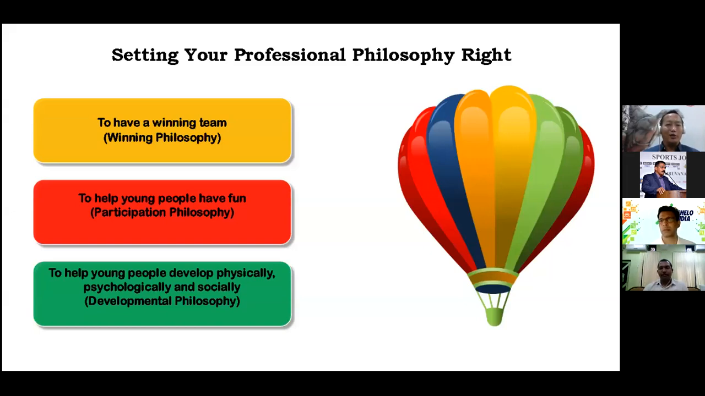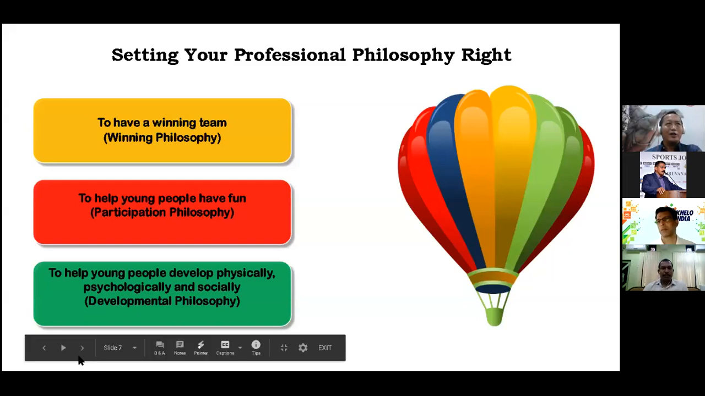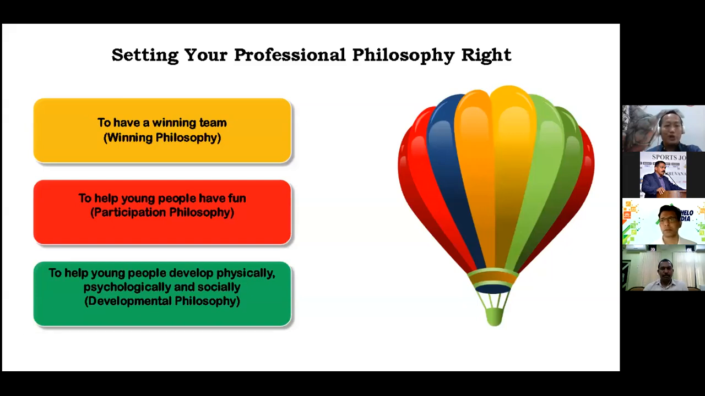And the third group of physical education teachers we have is what we call developmental philosophy. These are the third group that I prefer everyone should try to become. They want to build something. They want to develop not just physically, they want to develop their children psychologically or socially also. Even emotionally, they try to develop their children.